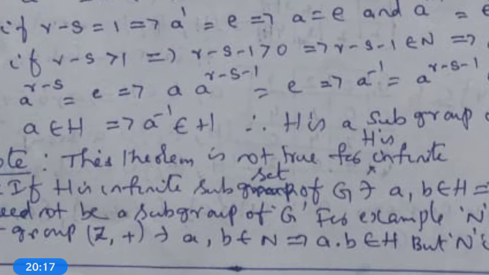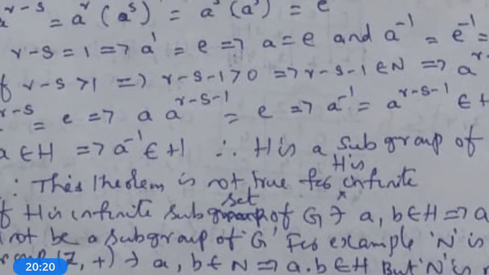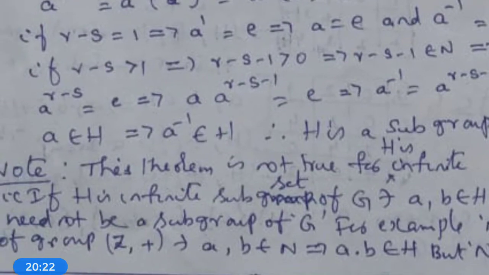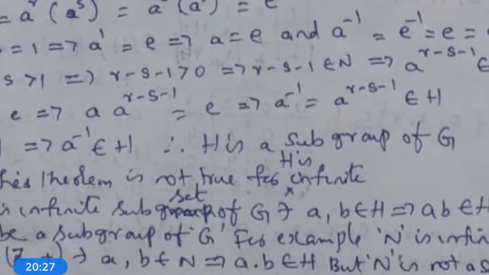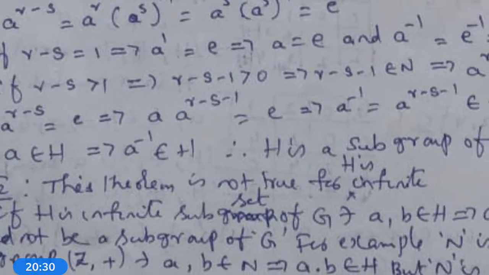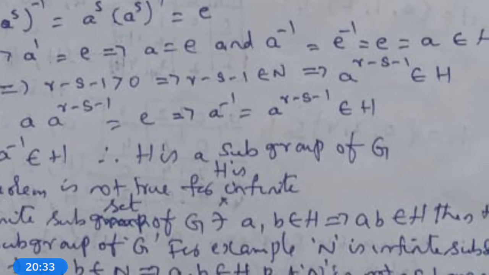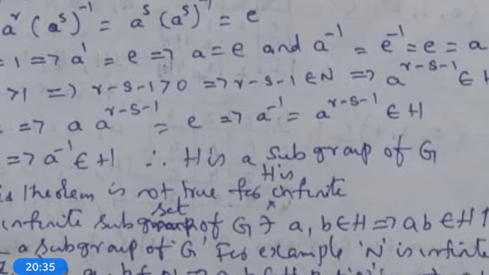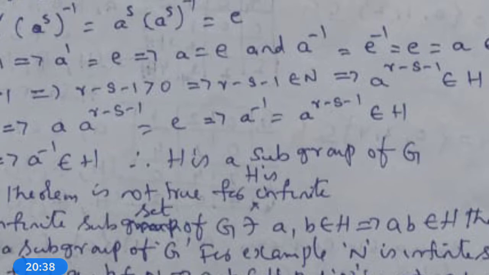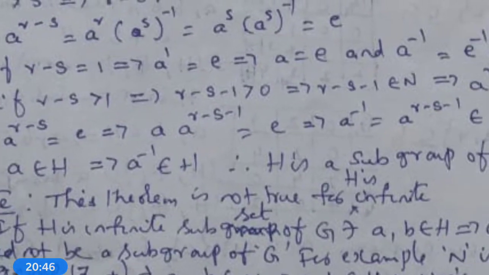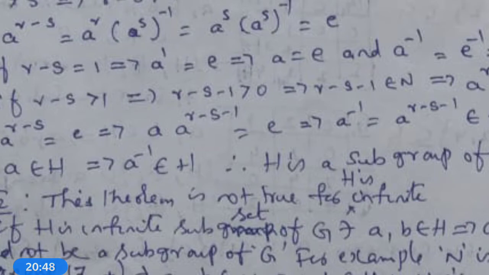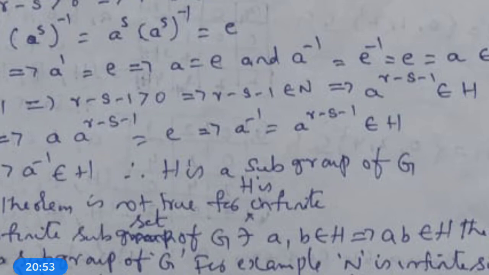Now, A belongs to H implies A inverse. Sorry, once again. A^(r-s) = E implies A into A^(r-s-1). But A belongs to H and A^(r-s-1) belongs to H, and this is the identity element. Therefore, A into A^(r-s-1) = E. So, therefore, A^(-1) = A^(r-s-1) belongs to H.